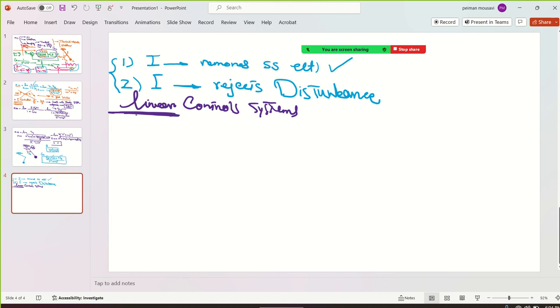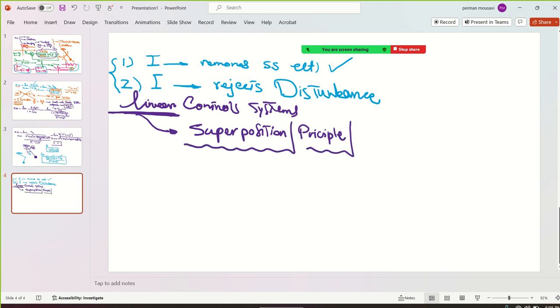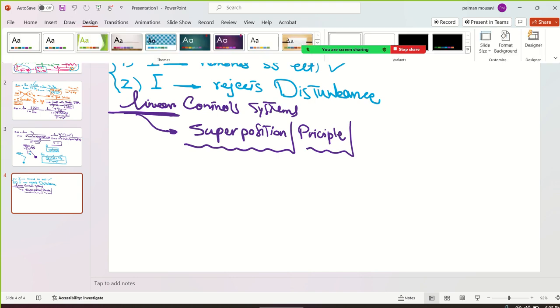When you are working in the linear domain, you can apply the superposition principle. Superposition. Any of you know what's that? Superposition principle. Do you know what the superposition principle is? Any of you?